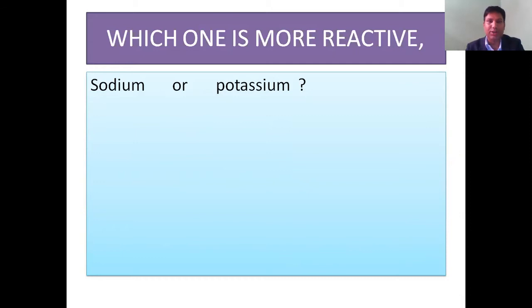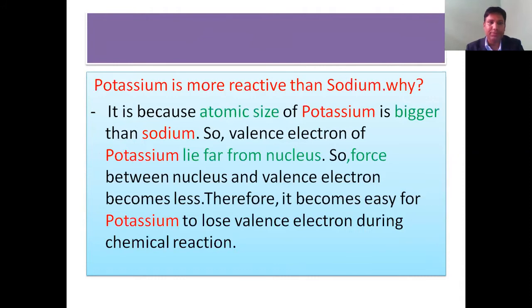Here is a question for you. Which one is more reactive, sodium or potassium? Correct. Obviously, your answer will be potassium. Potassium is more reactive than sodium.